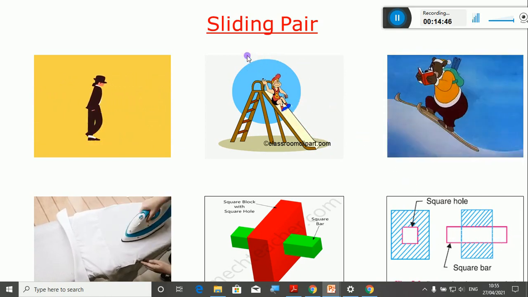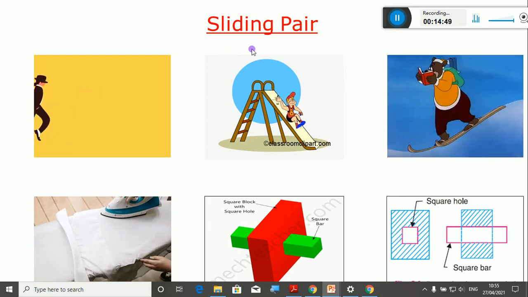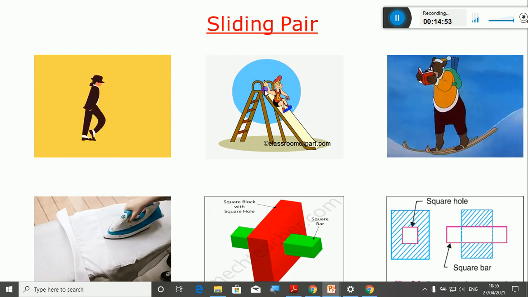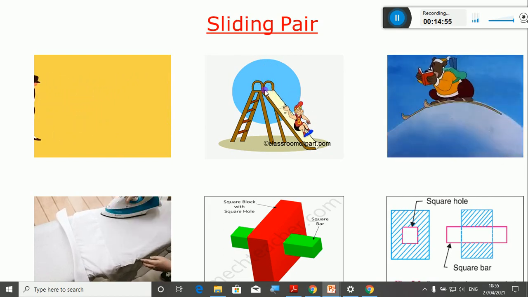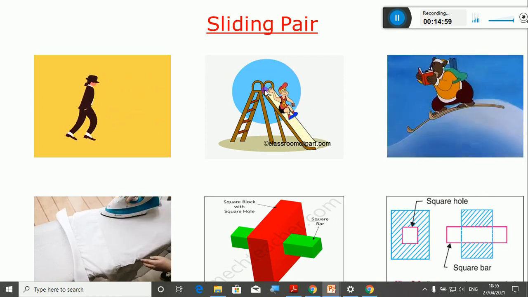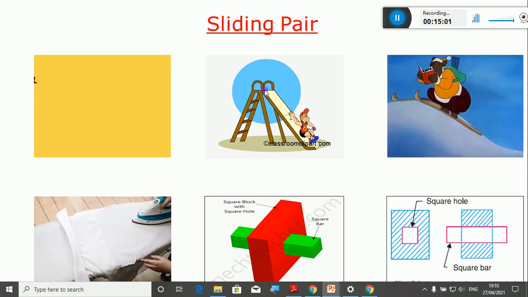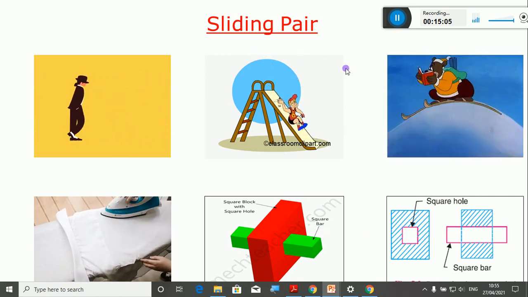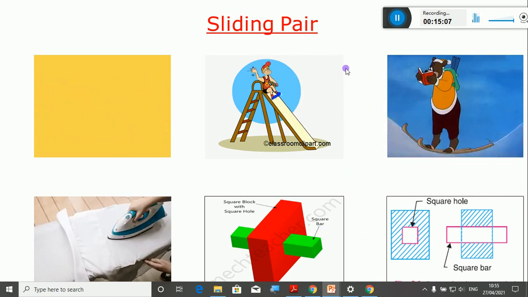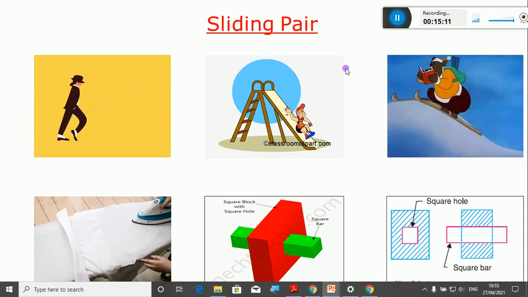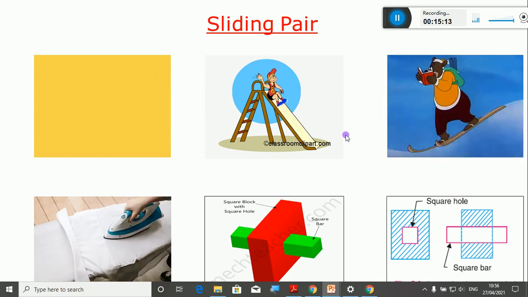Then how can you define a sliding pair? When two elements or kinematic links of a pair are connected in such a way that one link can only slide with respect to another link, such a combination of two links I can call a sliding pair. If you want, please note down our definition, so that it will be convenient for you.